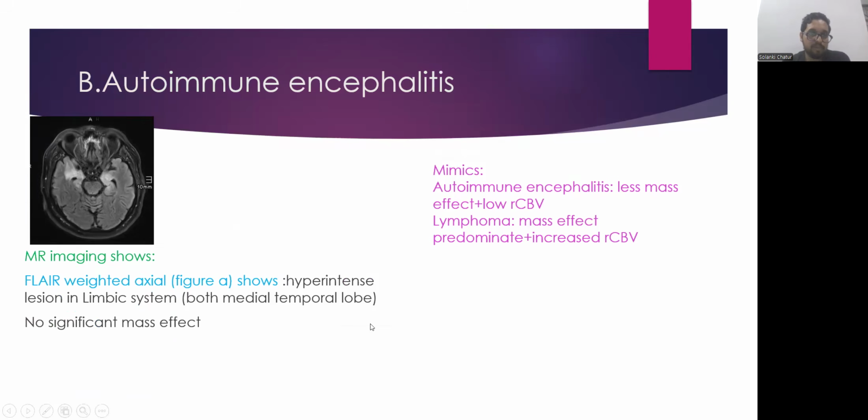Autoimmune encephalitis. We will see the FLAIR weighted axial image. We can see hyperintensity in the limbic system, both medial temporal lobes, but no evidence of any significant mass effect is seen. It mimics lymphoma, but lymphoma has mass effect and is seen with increased perfusion.